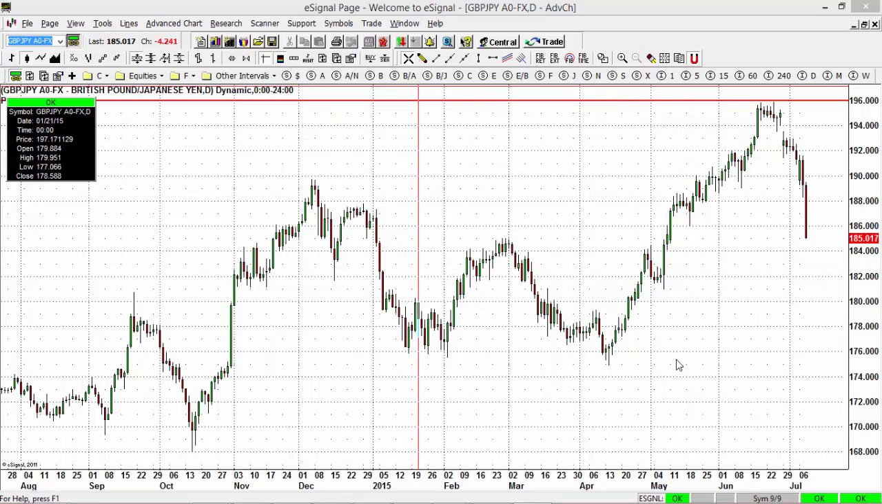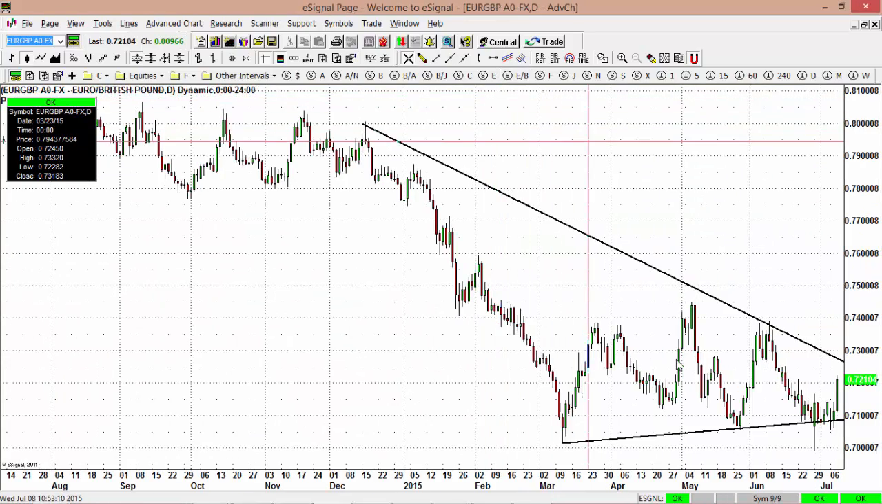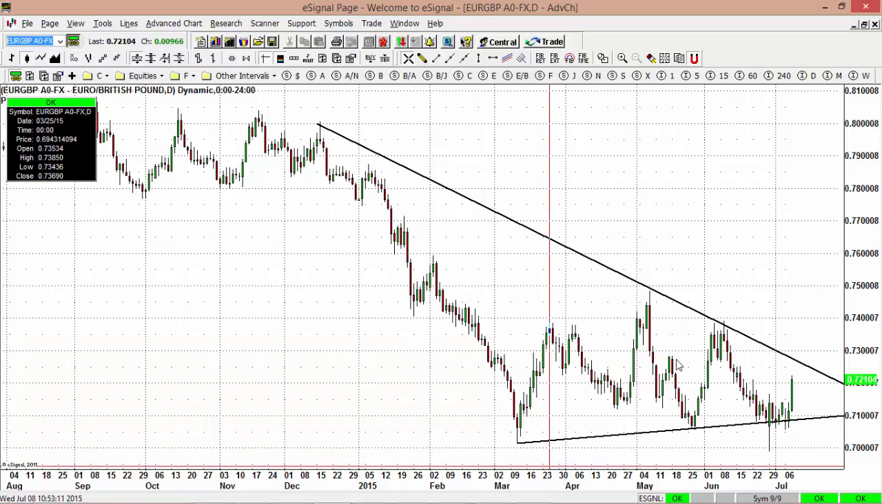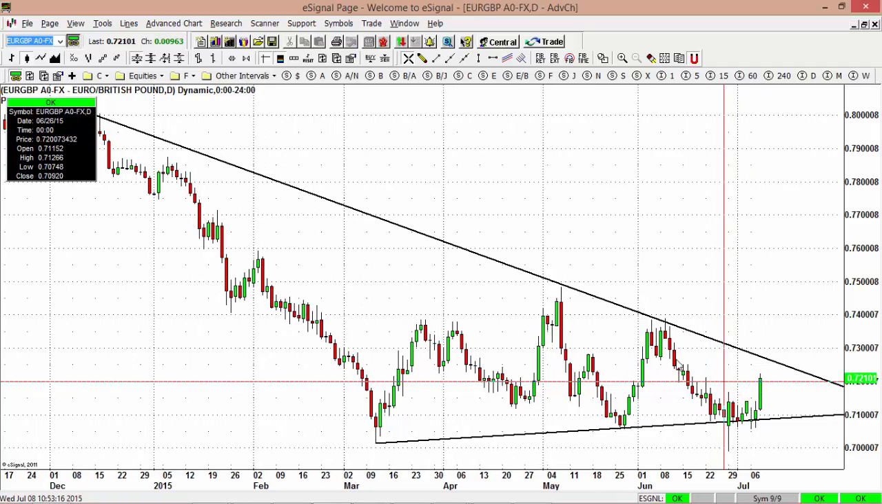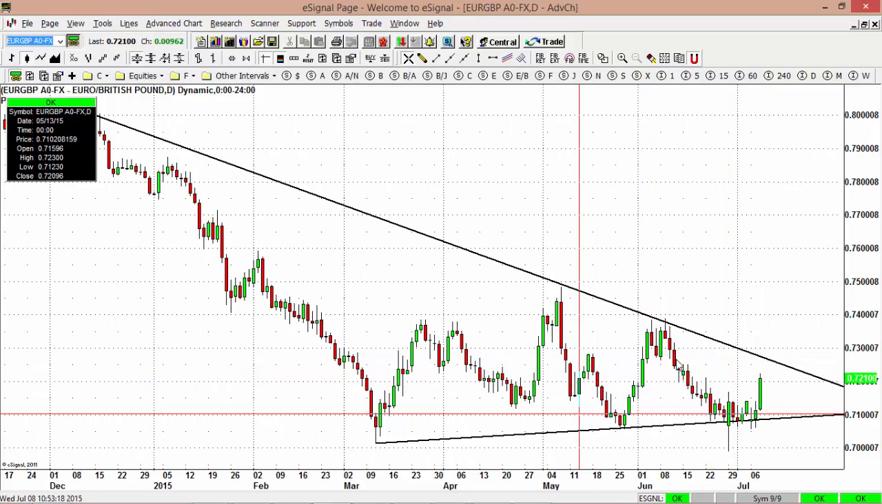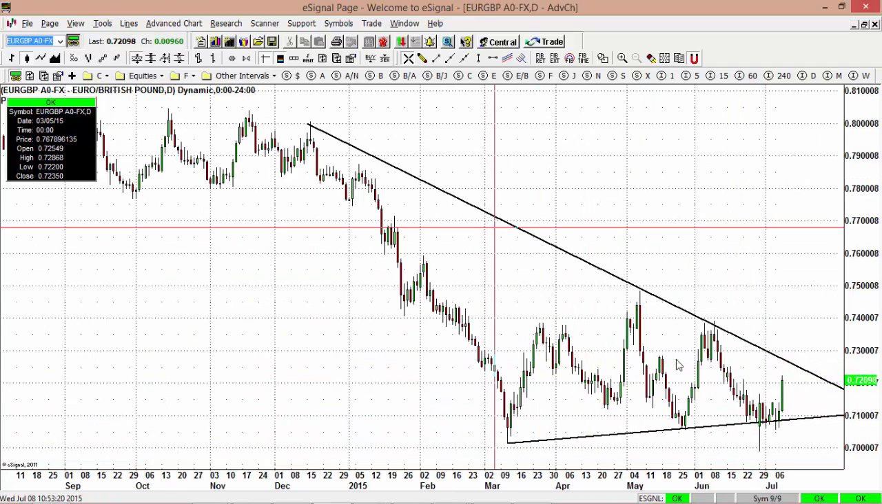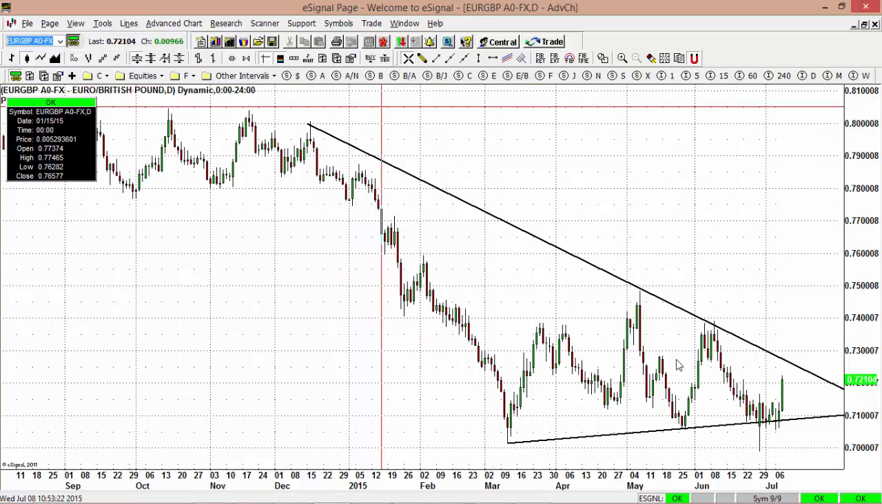Similar thing with the British pound versus the euro. We see that the market tests the bottom of the consolidation and is now trading back to the upside. It's down huge against the euro, the British pound.